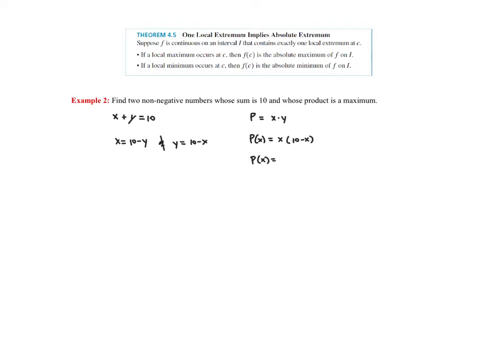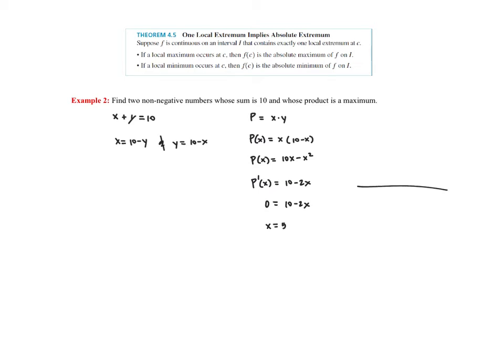So the product of these two numbers, they're positive numbers, and their sum is 10, would be 10x minus x squared. Now, we know that the product would be 0 if one of them was 0 and the other one was 10. Now, let's look at the derivative of the product. If I took the derivative, I would get 10 minus 2x. So if I want to know where the derivative of the product is equal to 0, let's analyze what that would look like. Clearly, x would equal 5.